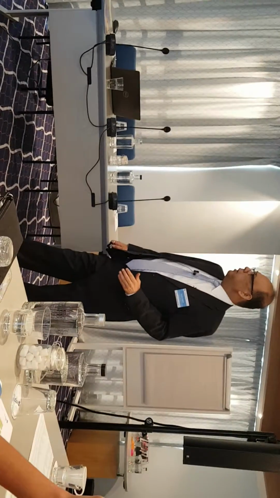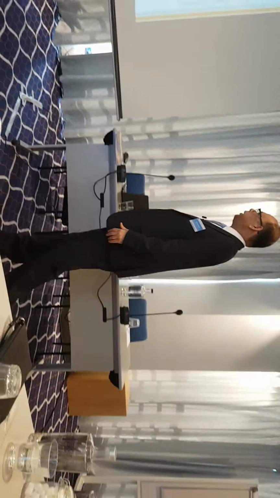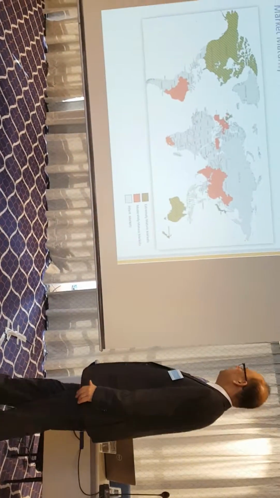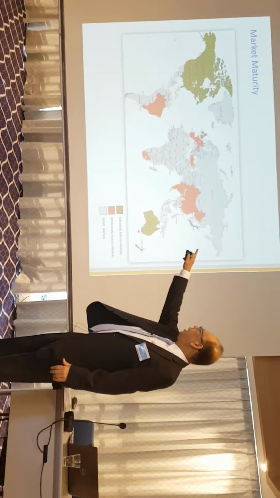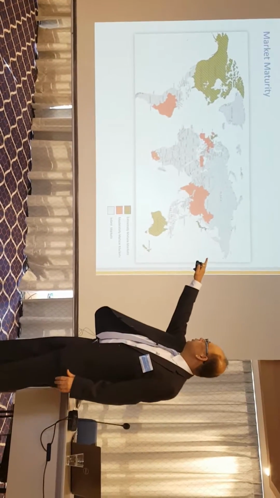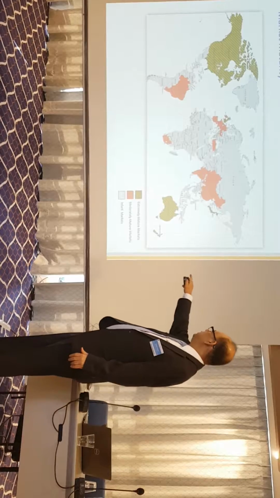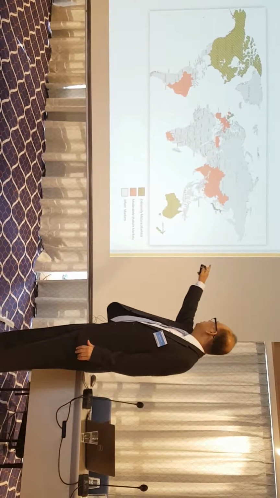So which are infant markets, which are moderately mature markets, and which are extremely mature markets? The greens are extremely mature markets. So you have the US, Canada, Australia, Japan, and the UK. These are extremely mature markets.